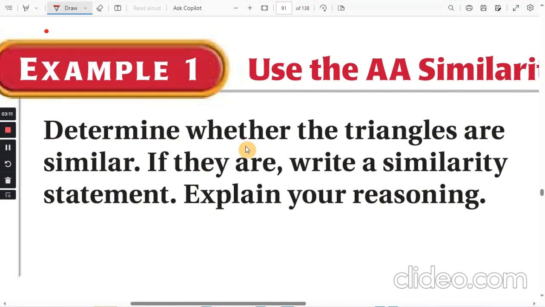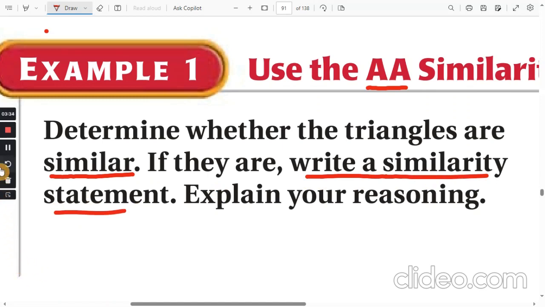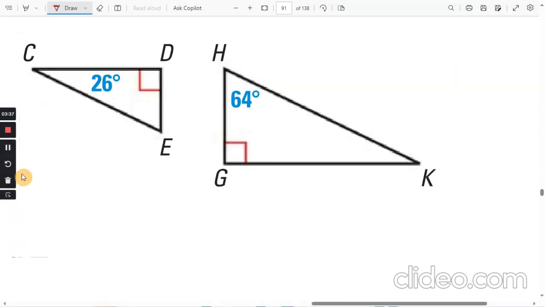Example 1, determine whether the triangles are similar. If they are, write a similarity statement. Explain your reasoning. All right, so the only method we learned so far is AA. So let's see if we can use that method to prove that the triangles are similar. And then we're going to write the similarity statement, just like we did a minute ago. So here are the 2 triangles. We need 2 pairs of angles that match. We have the right angles that match. So I'm going to label that angle 1 and angle 1, because all right angles are congruent.